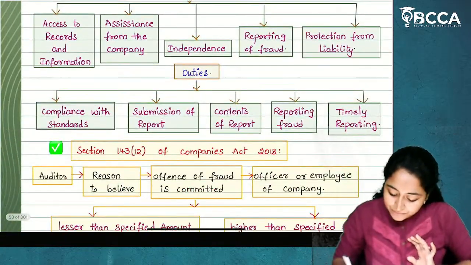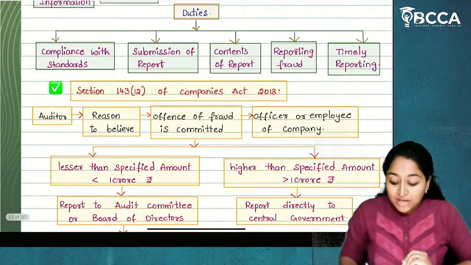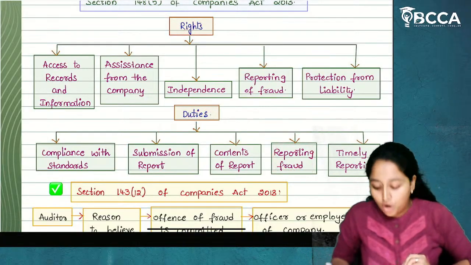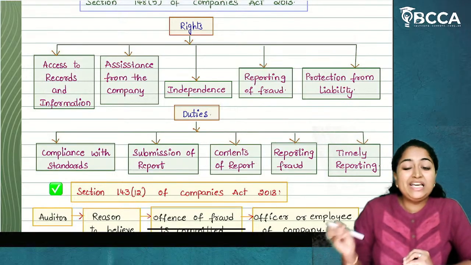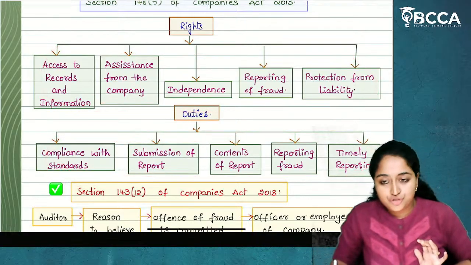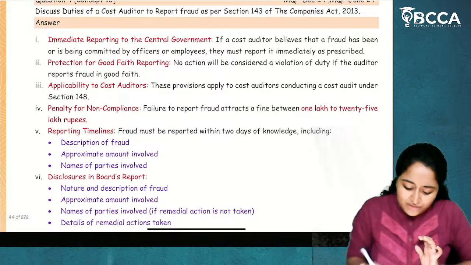I hope it's clear. Next, he has to report about the fraud. 143 subsection 12. Now, reporting of fraud is a right as well as a duty of a cost auditor. And whatever the reporting is done should be given on a timely basis. So, all these are the duties and rights of a cost auditor. I hope it's clear. Now, here duties of cost auditor is given.